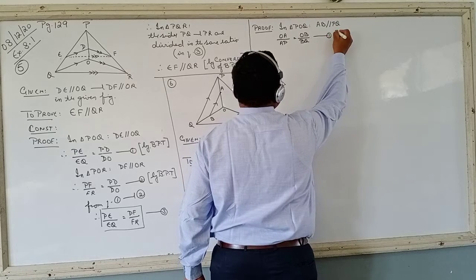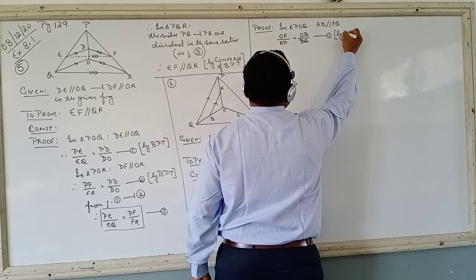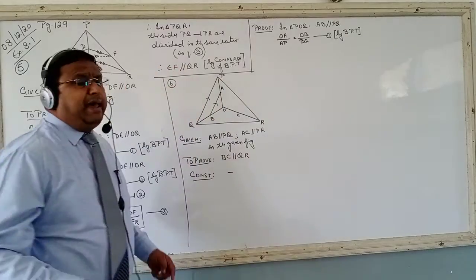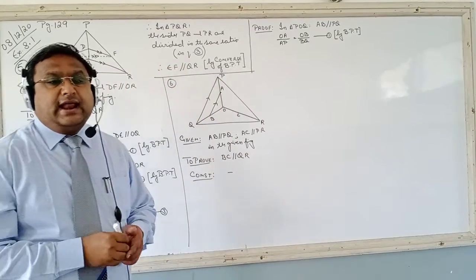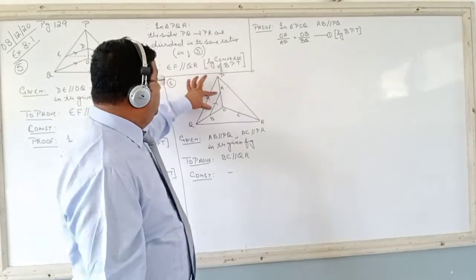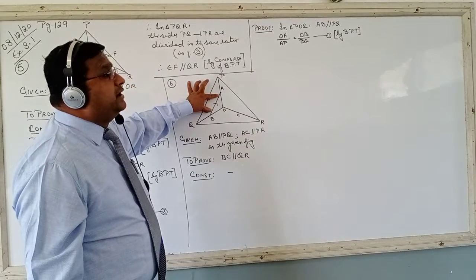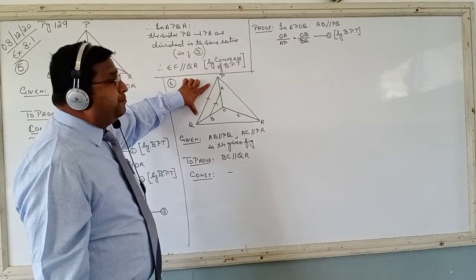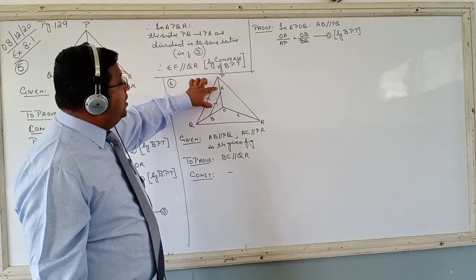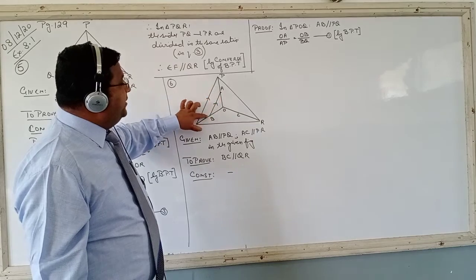Equation number first. Reason by BPT. I am repeating the statements again and again for you. What is BPT? If a line is drawn parallel to one side of a triangle, AB parallel to PQ, then the other two sides OP and OQ are divided in the same ratio.